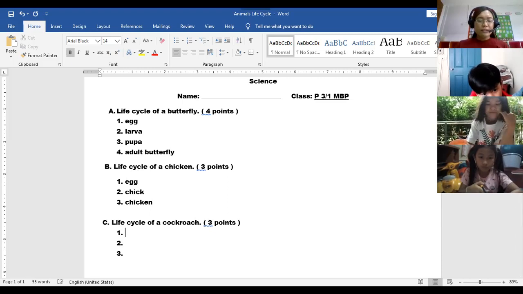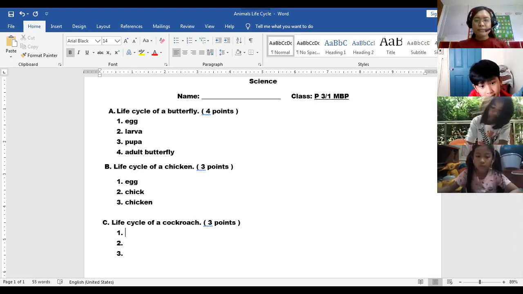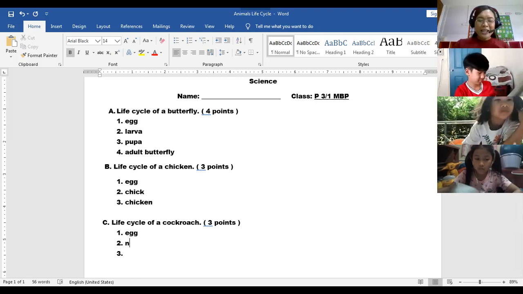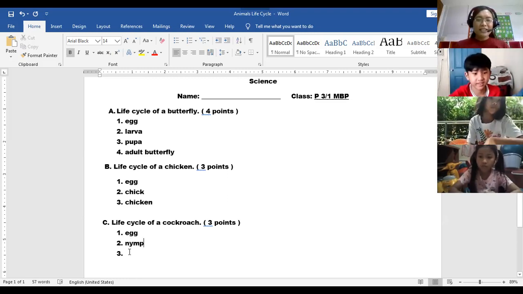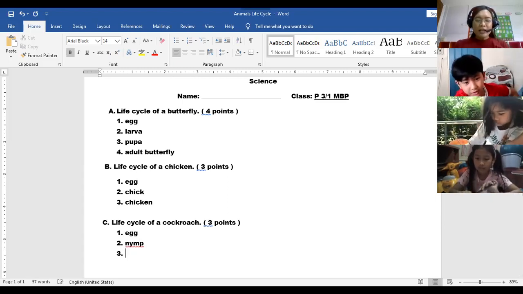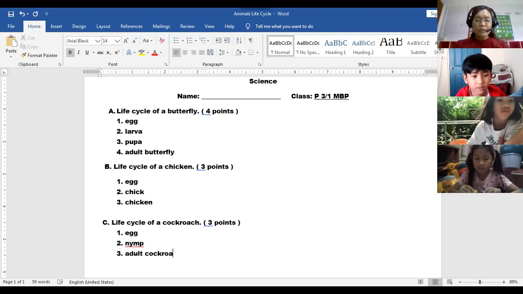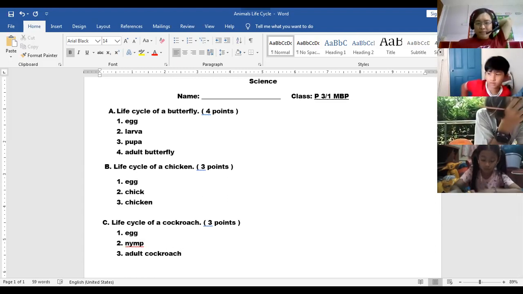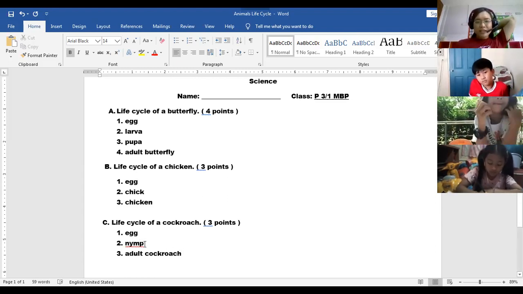What's the first stage? Egg. Very good. What's the second stage? Nymph. Adult cockroach. Cockroach. Okay, Nim.